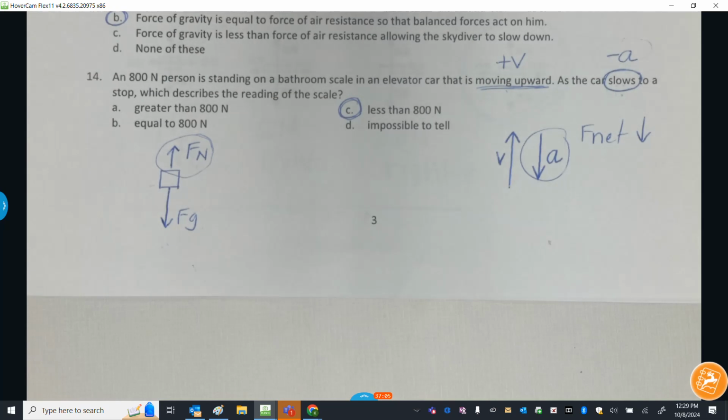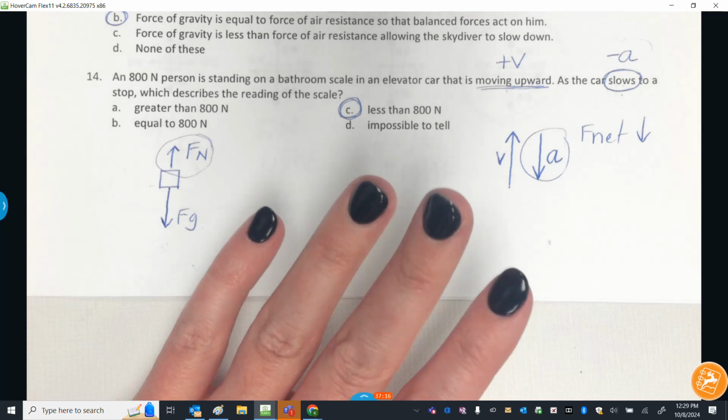Guys, these elevator problems, once you get the hang of them, they're really not that bad, but I am aware that they're a little bit tricky. Okay, you might want to look back at it. I'll talk more about that in a second. But before I do, does anybody have questions about this one?